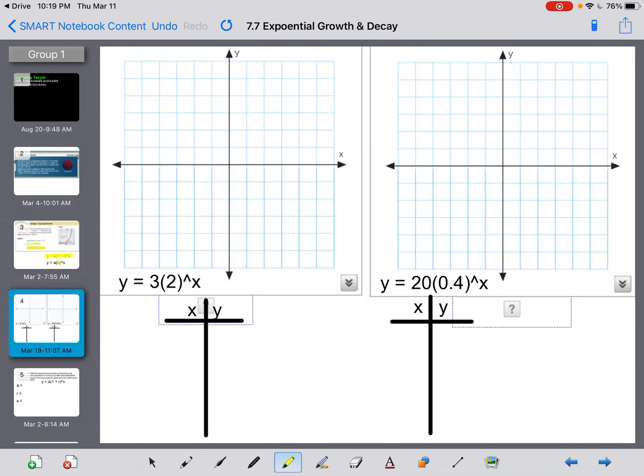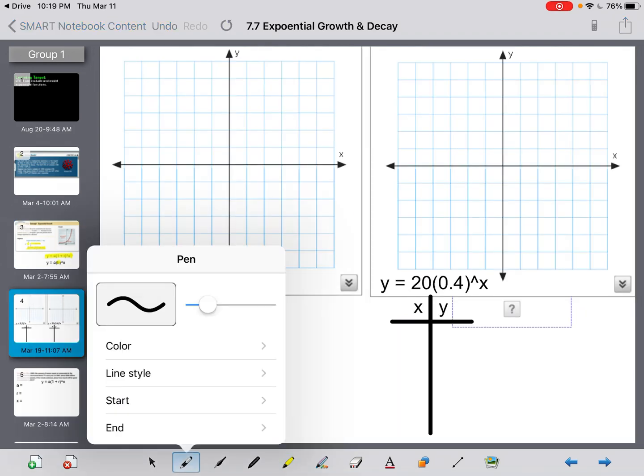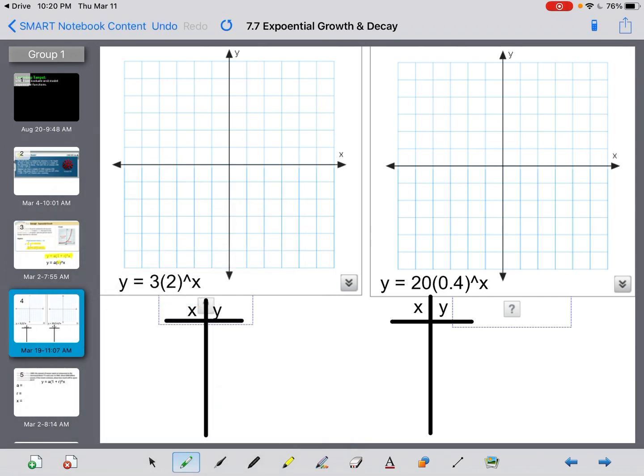We're going to try a couple of these graphs, starting with this first one that says 3 times 2 to the x power. We're going to throw in our normal -2, -1, 0, 1, and 2. When I plug a -2 in for x, I'm going to get 0.75, or 3/4. When I put a -1 in for this x, I'm going to get a 1.5. Plugging a 0 in will give me a 3. Plugging a 1 in will give me a 6, and plugging a 2 in will give me a 12.